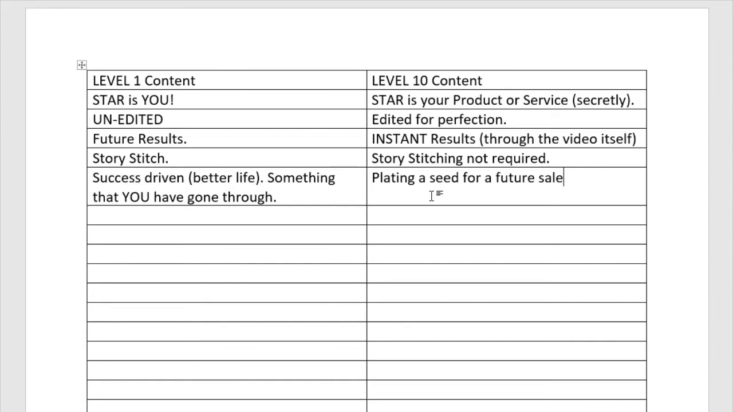So in other words, here's what I actually do. I follow all these rules, as you will see. I give them instant results. I'm going to make all of you happy in a second when I share my content with you, but I follow all these rules. So my level 1 content, I talk about myself. I give future results about breaking your fears. I share a story of mine in there, and it's about getting a better life by facing your fears. You'll understand once I share with you the little video I made. I did it on the fly as well. Level 10. The star is the product or service, but secretly I don't mention it, as you will see.